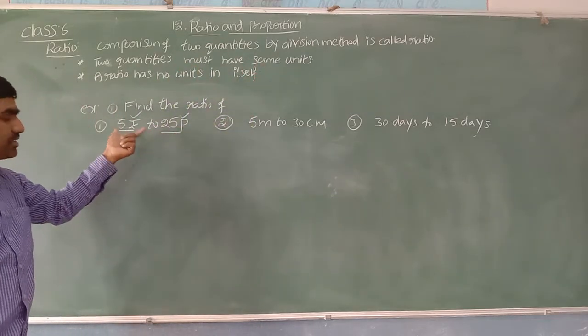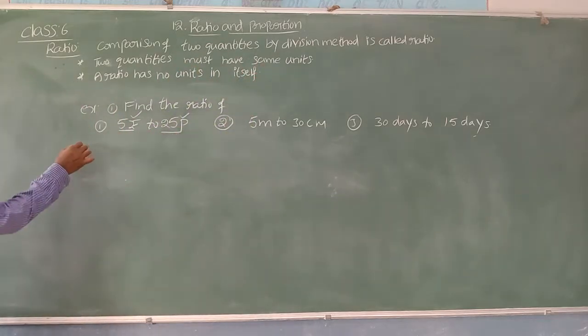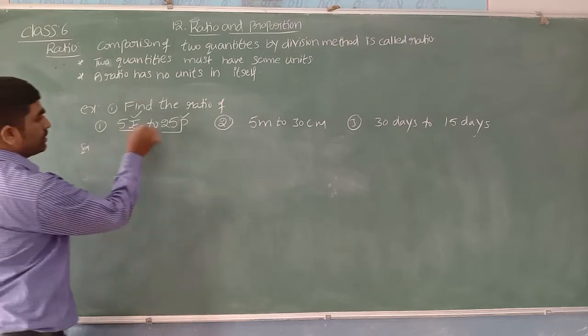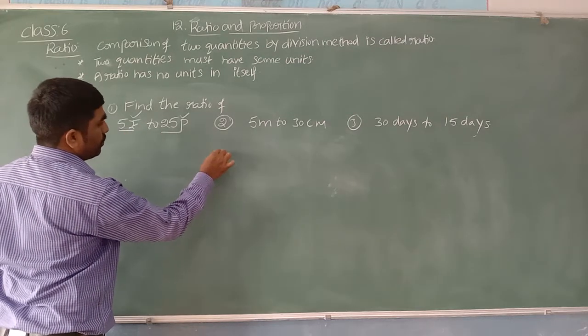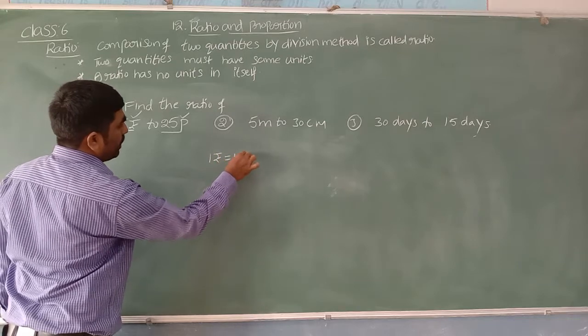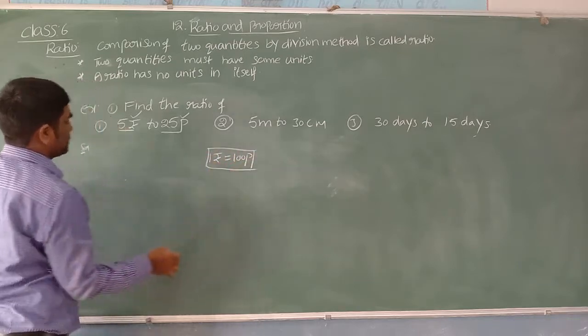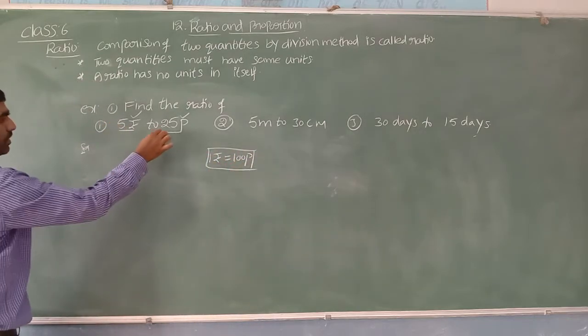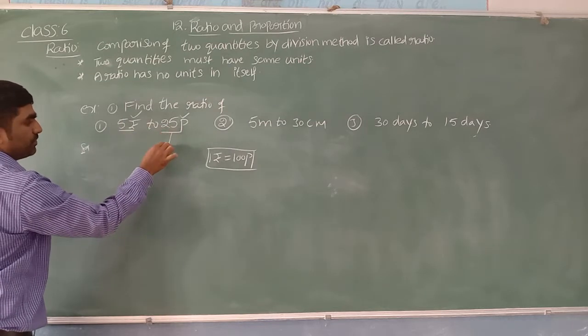If they have different units, we'll convert them to the same units. Let you can see the first one better. The relation between rupees and paisa, we know that 1 rupee is equal to how much? 100 paisa. Yes. Now 5 rupees.